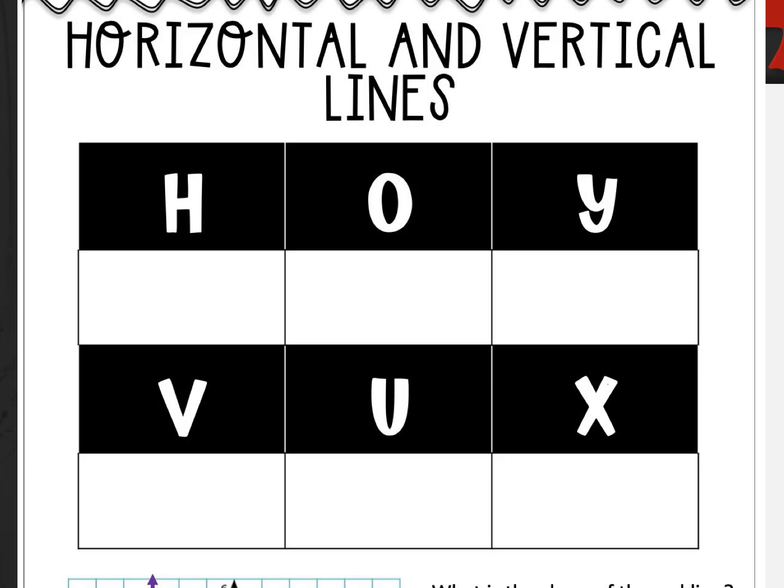All right, so horizontal and vertical lines, if you don't know the difference, right? Horizontal is like this, like the horizon. Vertical is going to be up and down. So I have a little mnemonic device for you here.